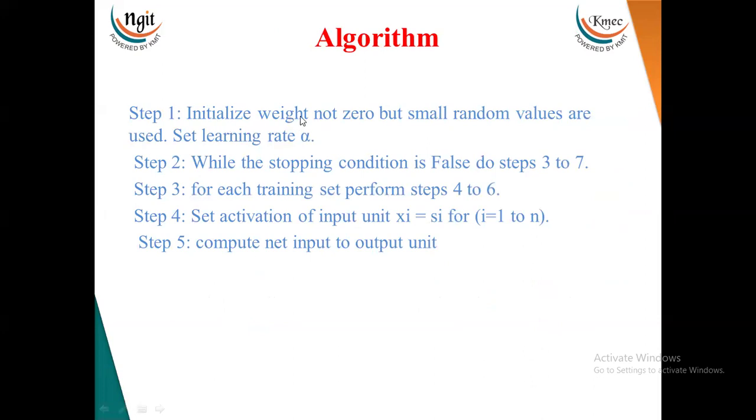These are the steps. First, initialize the weights, not to zero but to small random values. You should not take any zero values. Then we set the learning rate alpha. In order to check the stopping condition, you have to do steps 3 to 7. For each training pair, we set the activation function, take the input, compute the input to output, compare with the threshold, and go for the error. Step 5 is the net input to the output unit.